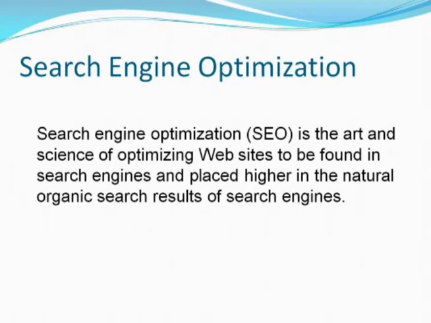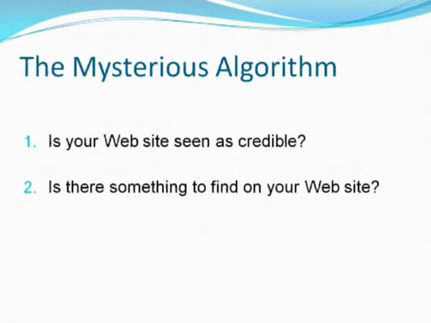Search engine optimization, SEO, as you might hear it referred to, is the art and science of optimizing websites to be found in search engines and placed higher in the natural organic search results of search engines. So when you hear about SEO, you hear a lot of talk about a mysterious algorithm by the search engines to place people in the top of the search engine. So what is that algorithm? Well, we don't have the exact algorithm. No one has the exact algorithm.